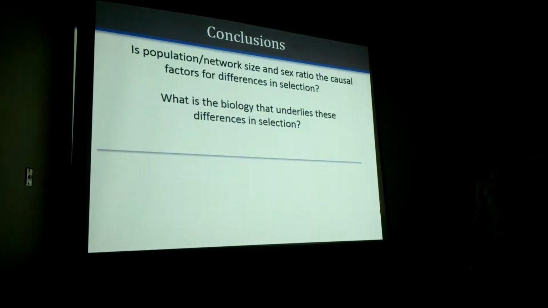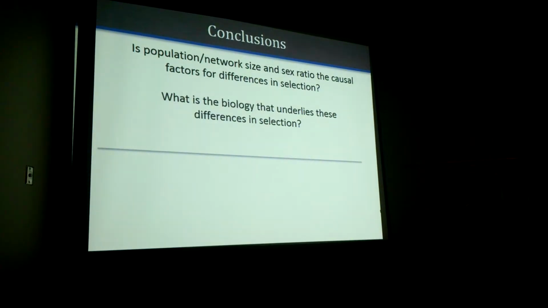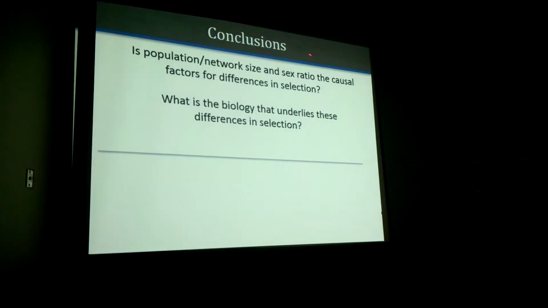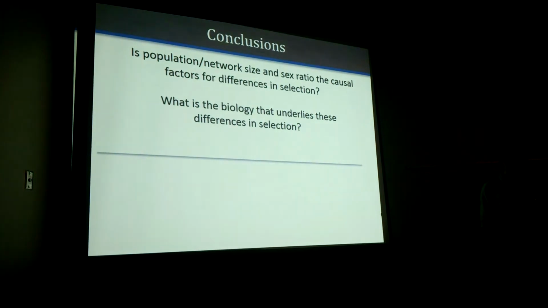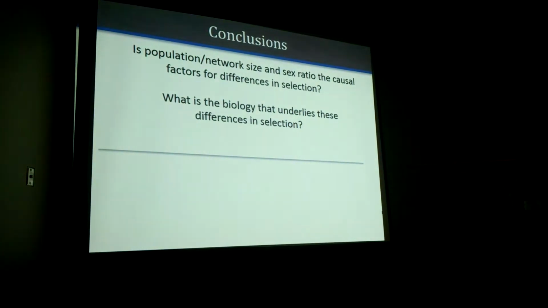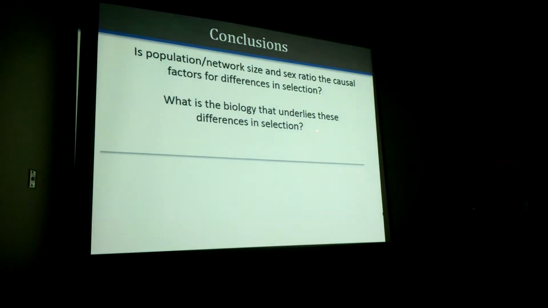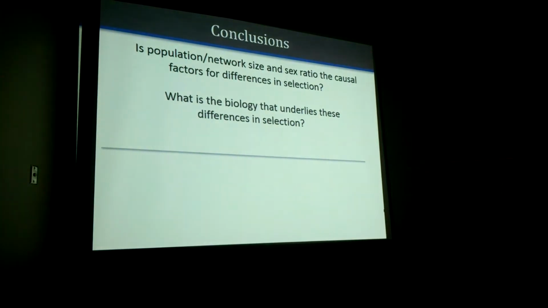So like a lot of science, I'm left with many more questions than I have answers. And so what I'd really like to do next is to see if this population size and sex ratio are really the causal factors involved in these differences in selection. But I'm more interested in understanding the biology and behavior that underlies these patterns that I'm showing. So what I'm doing with this question is soliciting your just-so stories so that I can go out and test them.